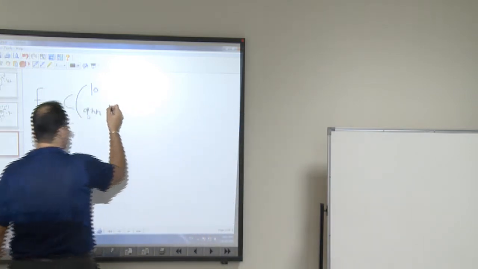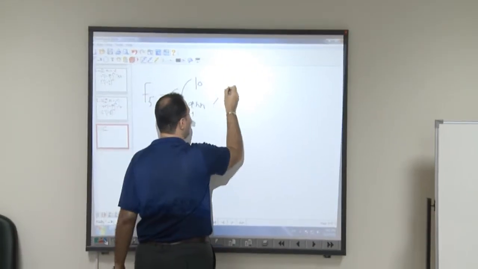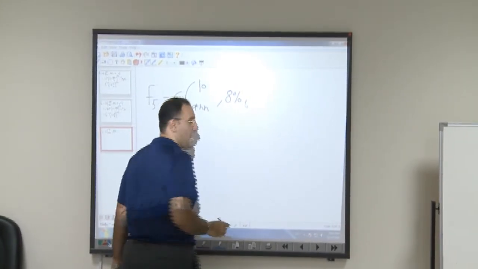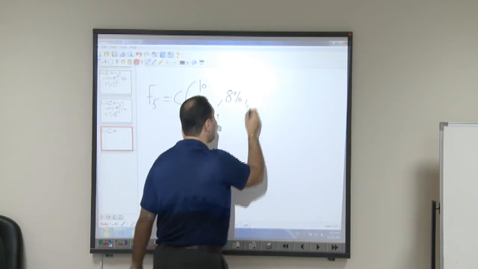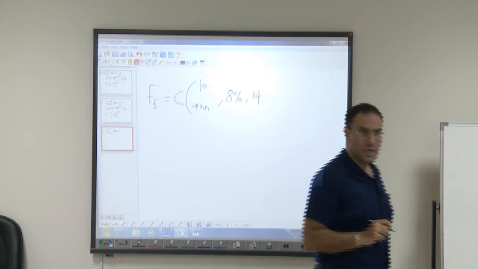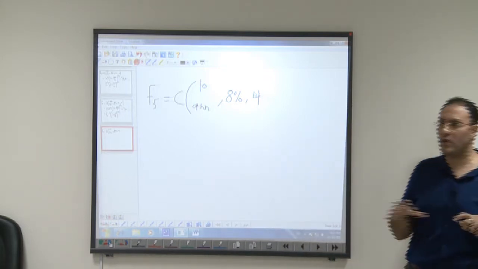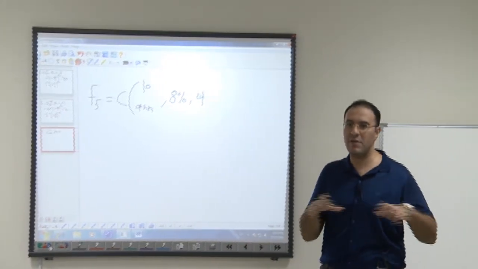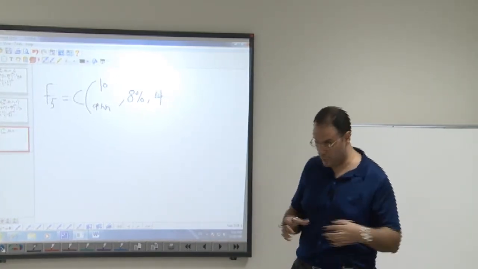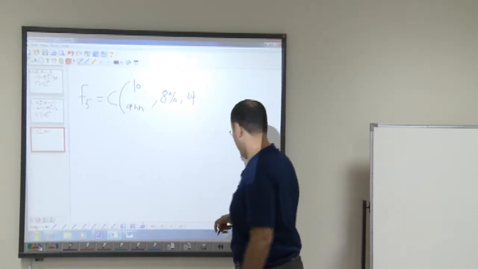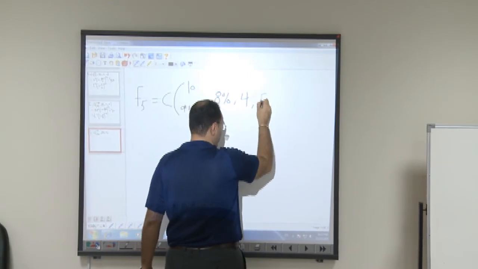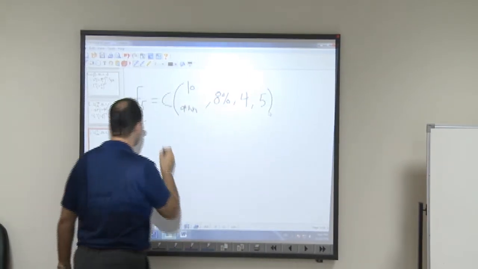Good. R is how much? 8% still. M is 4 because we're talking about quarters. How many quarters do we have in a year? 4. We have 4 three-month periods in a year. Therefore, M is 4. What about N? N is 5. And how are we going to be answering it?